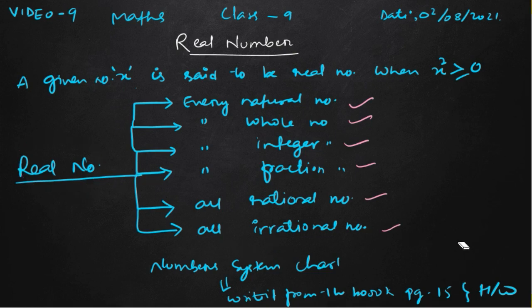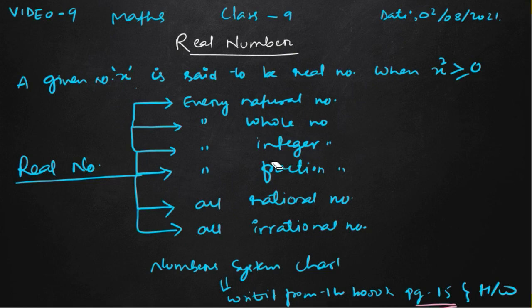On page number 15 there is a number system chart. Write it from the book, so that you can differentiate which numbers are natural numbers, which are whole numbers, which are prime numbers and which are composite numbers. First, the real number comprises rational and irrational numbers. A rational number is represented by Q and irrational numbers by Q bar. We have discussed rational and irrational numbers.